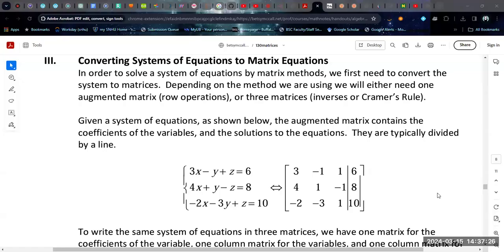All right, so in this video, we're going to be looking at how to convert systems of equations into matrices or matrix equations that we can then do various linear algebra processes on. So let's consider a system of equations.